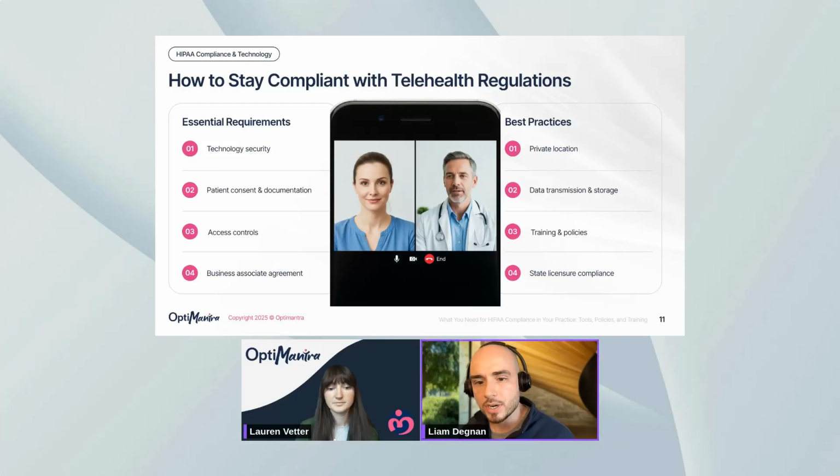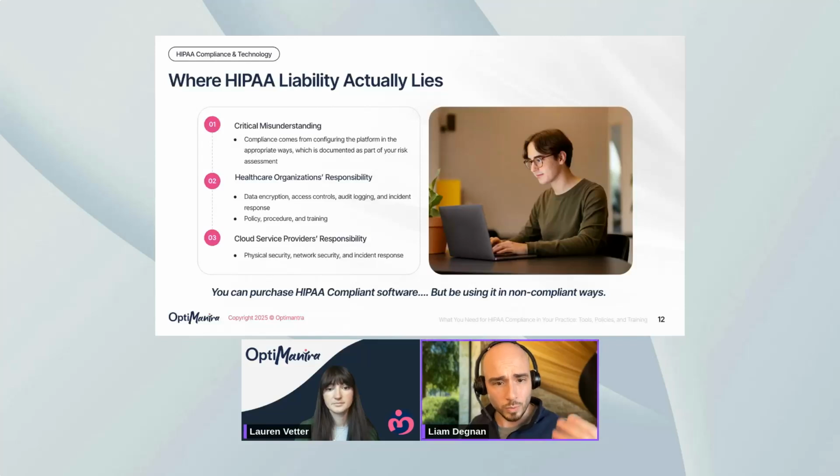Now, part of where this goes is where your liabilities actually lie. One of the biggest misunderstandings that we see is practices that think, well, I have compliance technology, I have my BAAs in place. But sometimes one of the challenges is you could have a compliant platform, but if you're not configuring it, and most importantly, using it in a HIPAA compliant way, that is where you can often get into some problems, right?